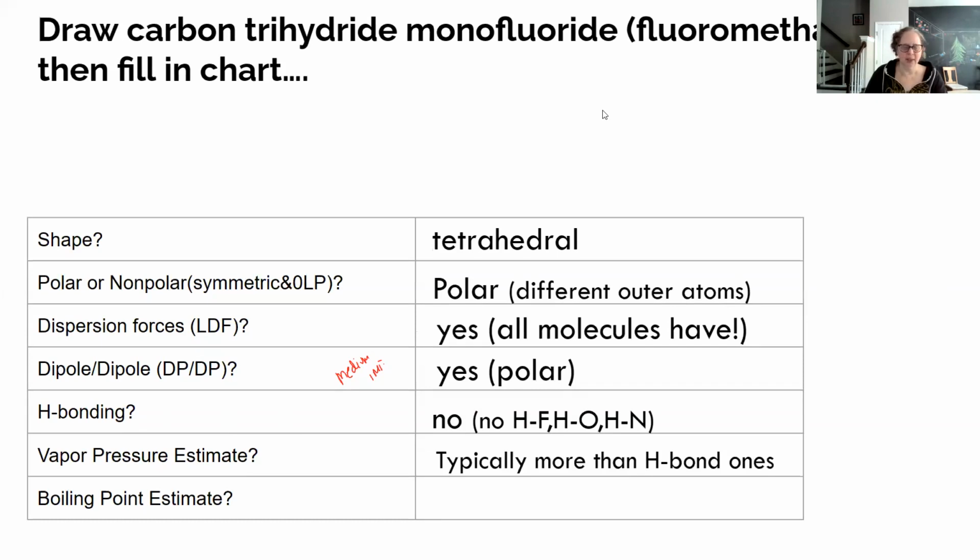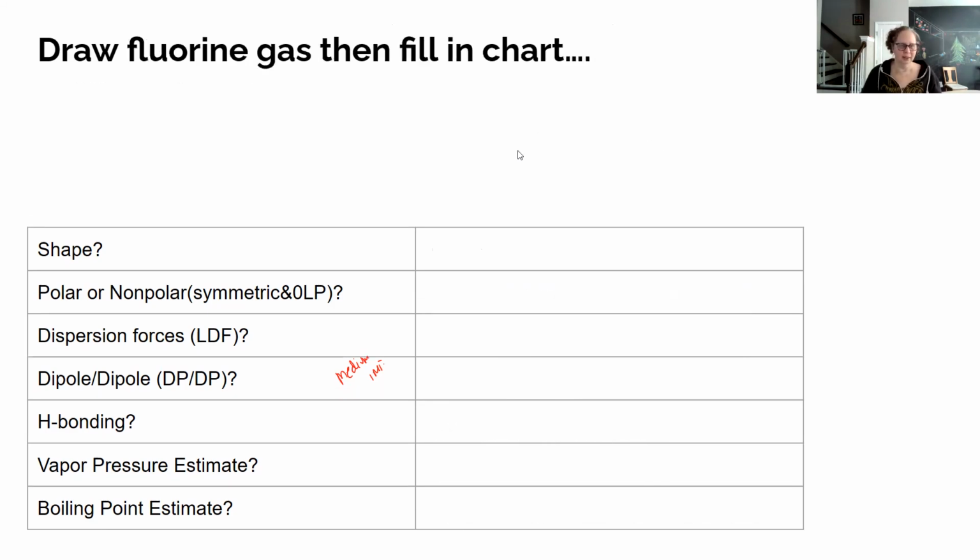So it's typically going to have a higher vapor pressure than things with hydrogen bonds. It's typically going to have a lower boiling point than hydrogen bond ones. So always use that table we started with to work on ranking.